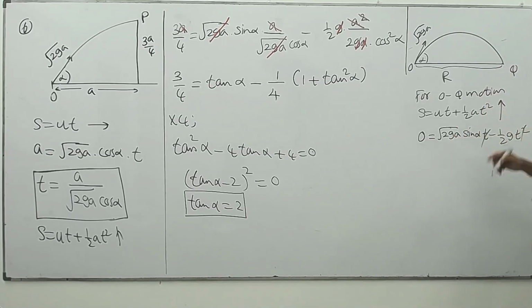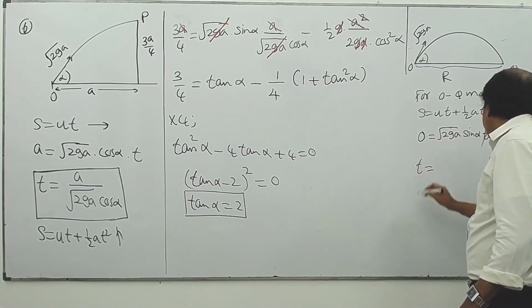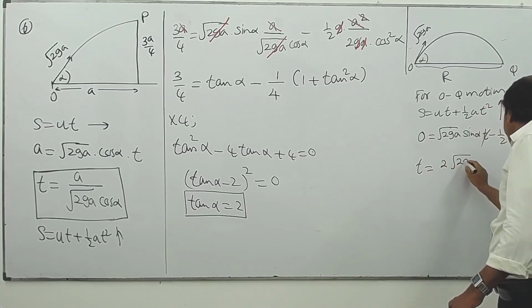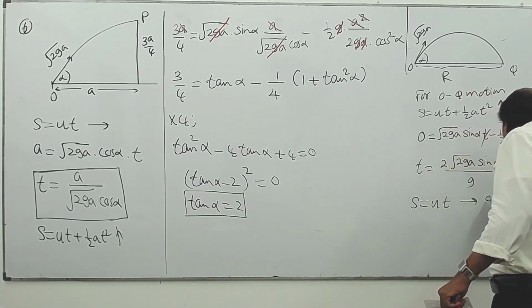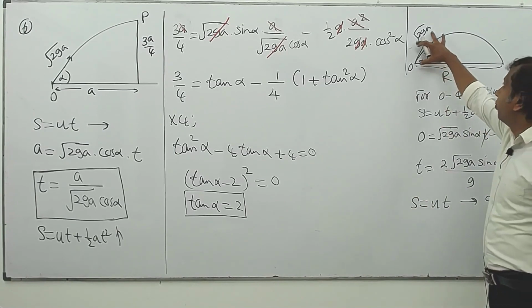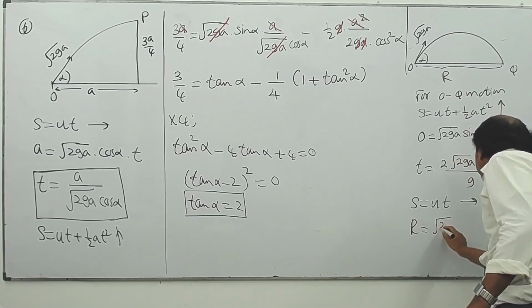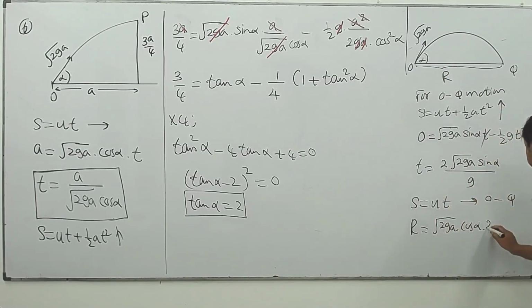T you can cancel down, subject this t. Take this side, multiply. Then we get t equals 2 root 2 ga sin alpha over g. Now put S equals ut rightward for OQ motion. What do you get? This into cos alpha into t. R equals u, root 2 ga cos alpha, into t. T is this, 2 times root 2 ga sin alpha over g.